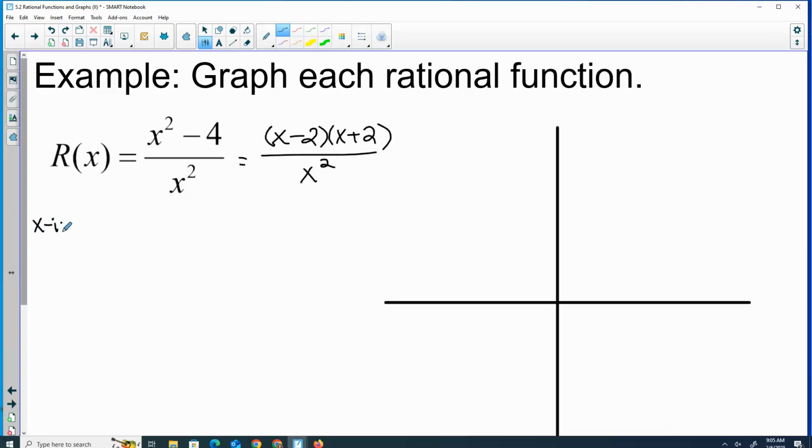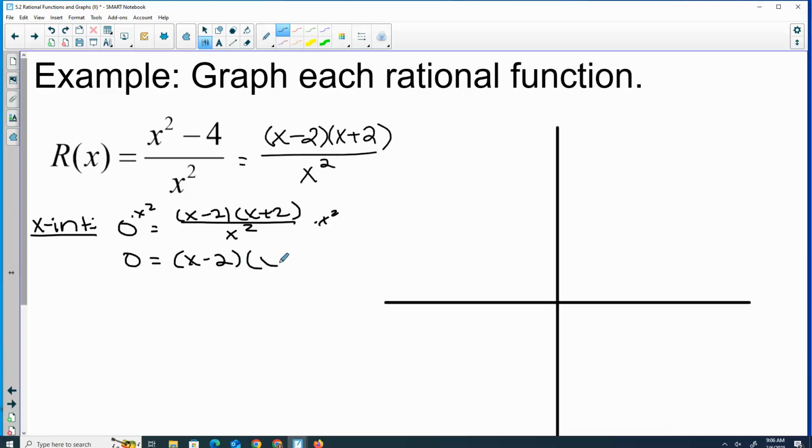X-intercept. So x-intercept is when y equals 0. So you're setting this whole thing equal to 0. If you multiply over your x squared, a fraction is 0 if the numerator is 0. So you're welcome to jump straight to this step if you remember. X-intercept is just what makes the top 0. What's that going to be?